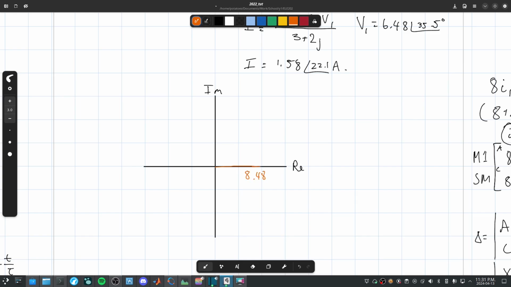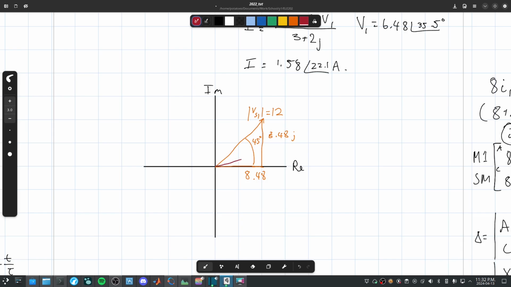8.48 along the real and 8.48 along the imaginary. Let's put J there. There you go. So this is 12. So VS1, the absolute value is a magnitude of 12 at an angle of 45 degrees. How about I? I is 1.58 with an angle of 22 degrees.